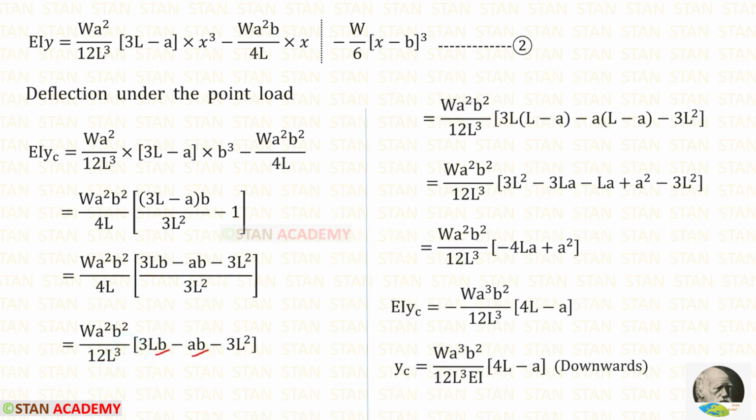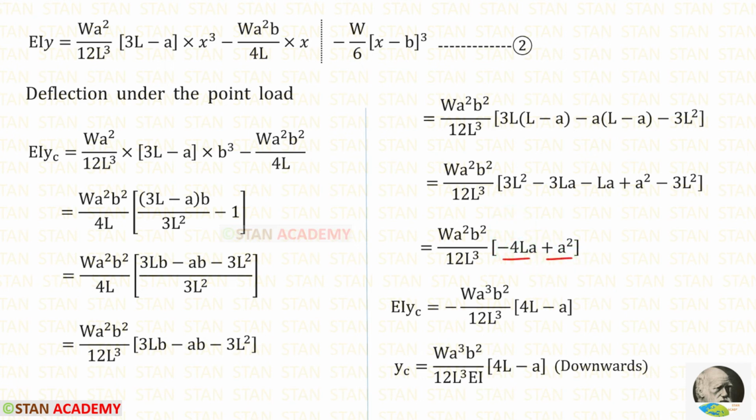We know that B is L minus A. So instead of B, let us apply L minus A. Let us multiply these two terms, we will get this. And let us multiply minus A with L minus A, we will get this. We can eliminate 3L square. Minus 3LA minus LA, we will get minus 4LA.